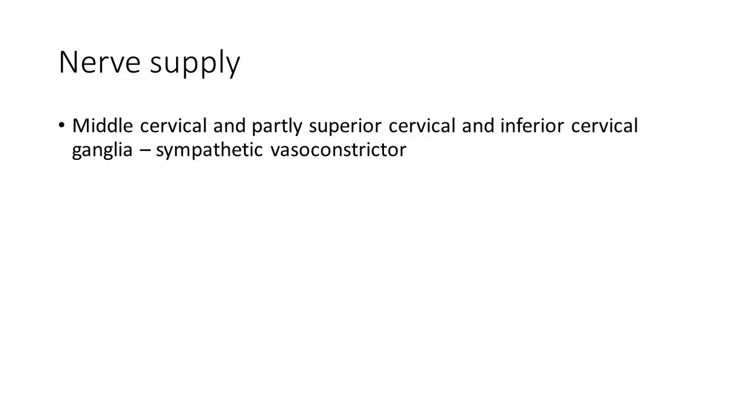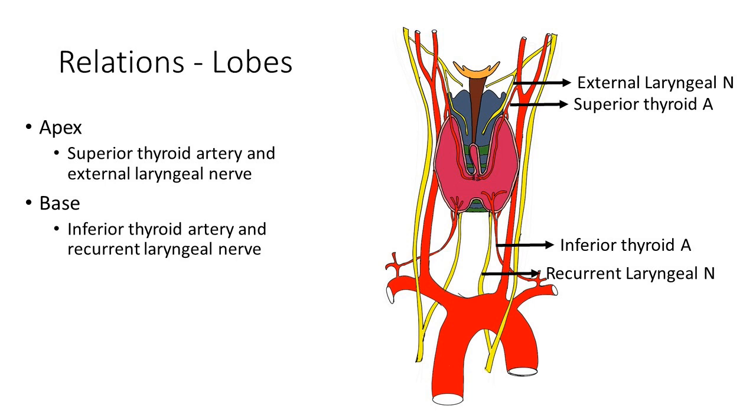The nerve supply of the thyroid gland is mainly sympathetic vasoconstrictor, derived mainly from the middle cervical and partly from the superior cervical and inferior cervical ganglia. Now we are in a position to see the relations of the thyroid gland. We'll bring back our old diagram. As we already saw, the apex of each lobe is related to the superior thyroid artery and external laryngeal nerve, whereas the base is related to the inferior thyroid artery and recurrent laryngeal nerve.